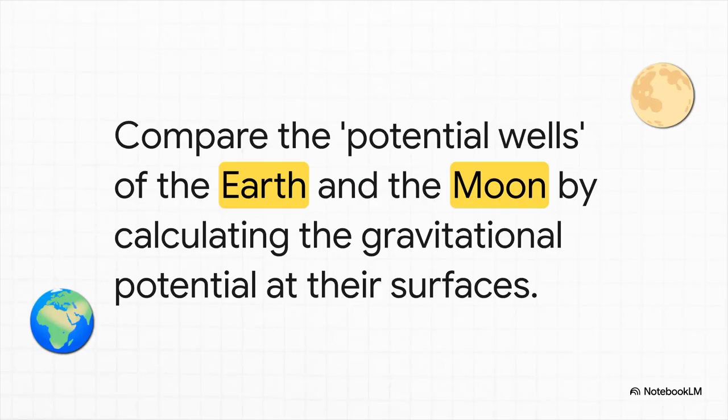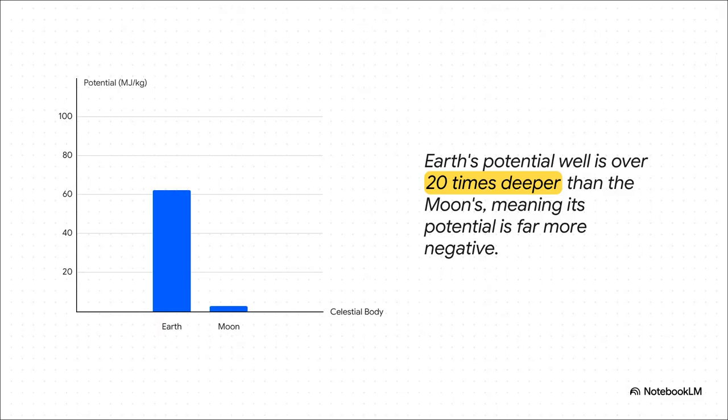Okay, let's try another one. This time, we're asked to compare the gravitational potential at the surface of the Earth and the Moon. In other words, how deep is Earth's potential well compared to the Moon's? Using our formula for potential, phi equals negative GM over r, the results are pretty dramatic. At Earth's surface, the potential is negative 62.5 megajoules for every kilogram. On the Moon, it's only negative 2.8. Earth's potential is way more negative.